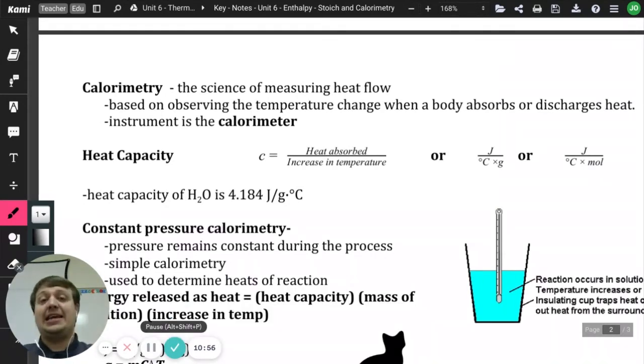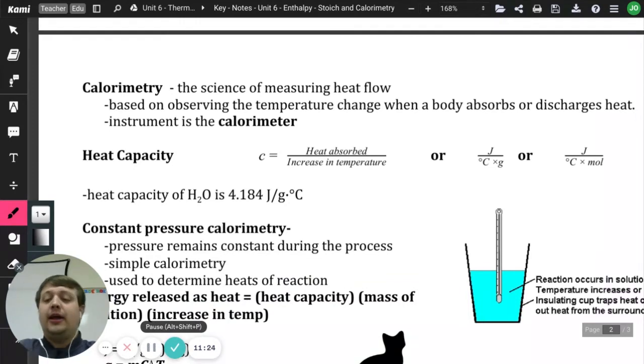So then we've got heat capacity. It's also called specific heat. So the heat capacity is basically us looking at a substance and seeing how much energy this substance is going to take to change its temperature by 1 degree if it's got 1 gram of that substance. And so the specific heat capacity is how much energy it takes to raise this substance by 1 degree Celsius.